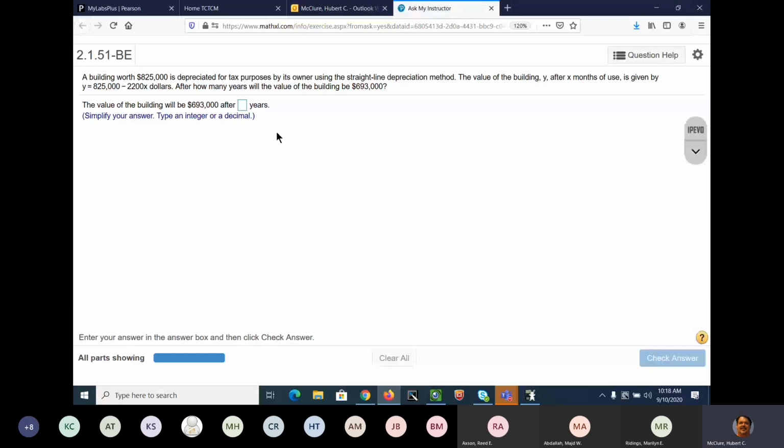A building is worth $825,000. Well, we did this, but we'll do it again. It is depreciated for tax purposes by its owner using the straight line depreciation method. The value of the building, Y, after X months of use is given by the formula. I'm going to write that formula down.